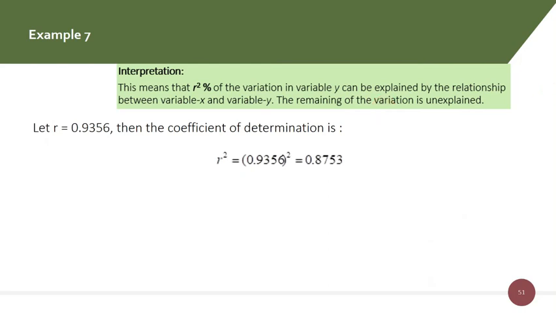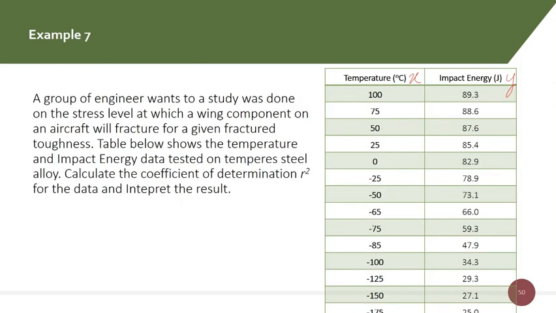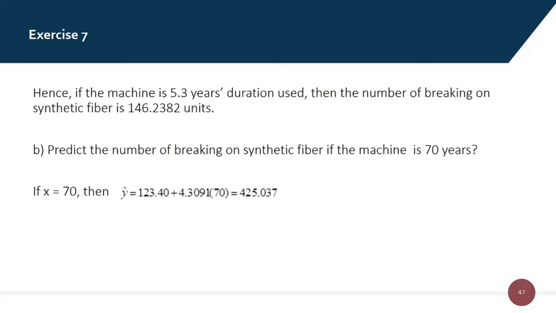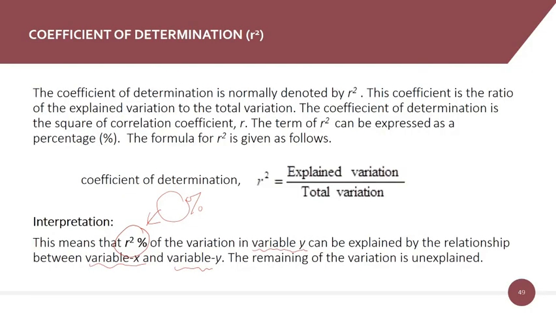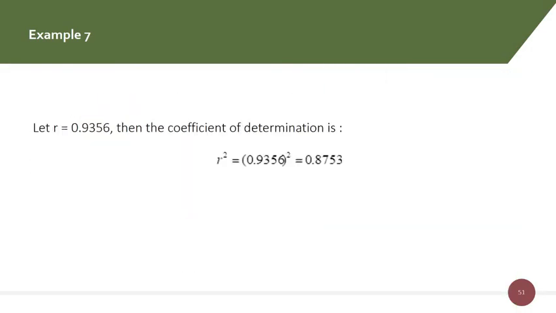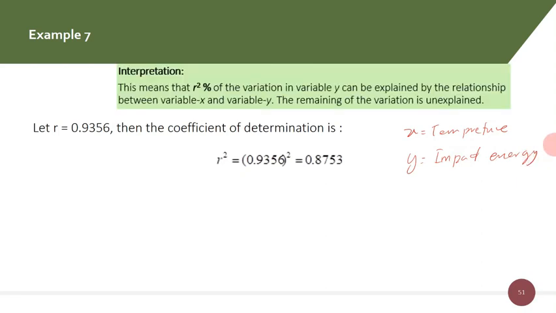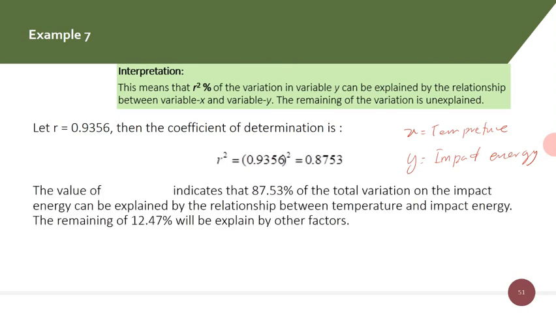Remember, the x value previously is the temperature, and y is the impact energy. So your x is temperature, y is your impact energy. This is the standard way to interpret this, so let's look at how we interpret it.